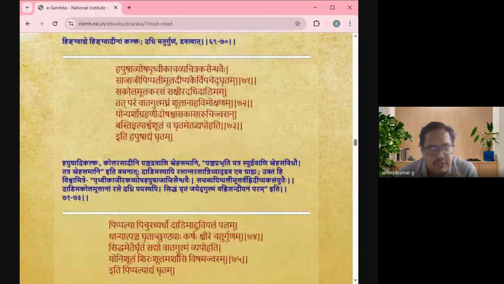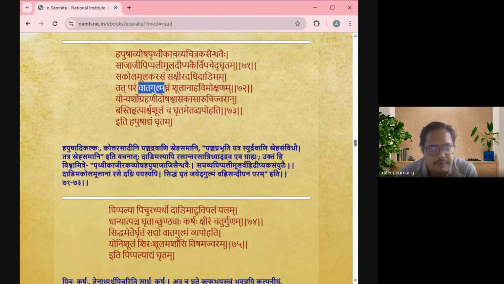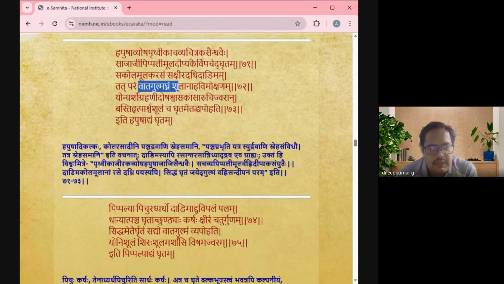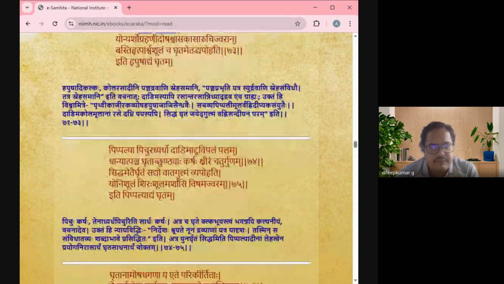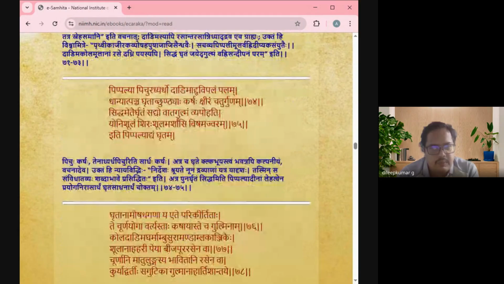Next is Hapushadya Grutam. It is indicated in Yoni Arsha, Grahani Dosha, Shwasa, Kasa, Ruchi, Jwara, Basti, Hrut, Parsha Shulam. That is called Hapushadya Grutam, specially useful for Vataja Gulma. Next is Pippalyadya Grutam. This is also for Vataja Gulma associated with Yoni Shulam, Shira Shulam, Arshams, Vishama Jwara.